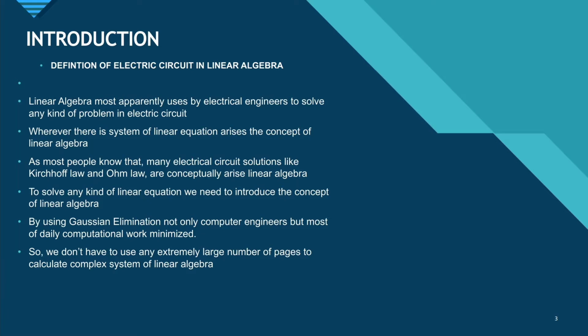By using Gaussian elimination, not only computer engineers but most daily computational work is minimized. So we don't have to use an extremely large number of pages to calculate a complex system of linear equations. With linear algebra, we can solve many problems, not only in math or calculation. Also, we can use it in some engineering work. So it makes it easier for engineers to solve problems in these modern days.